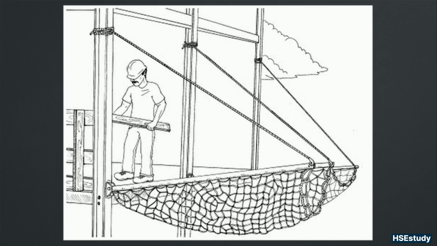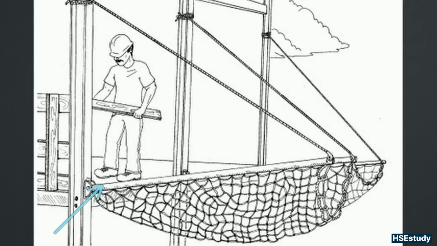This illustration shows an alternative, the safety net system. It breaks falls dynamically and is rigged to structural columns, acting as a passive catch system positioned no more than 30 feet below the hazardous work surface.